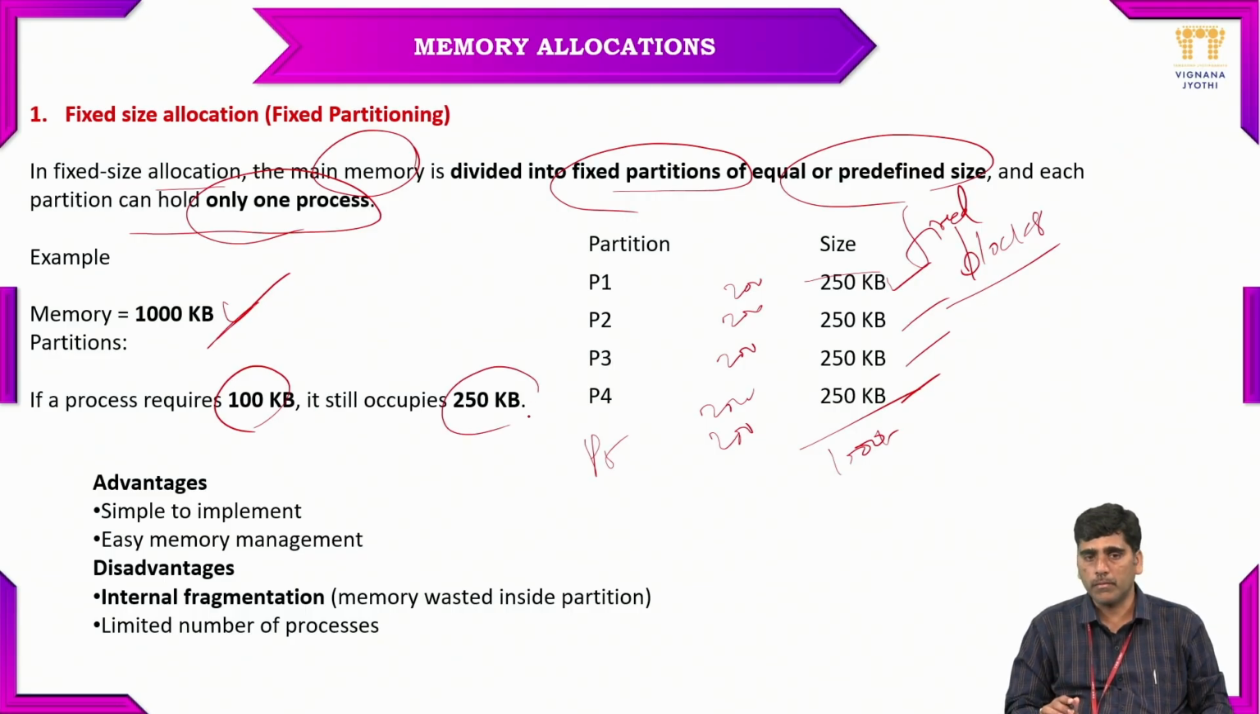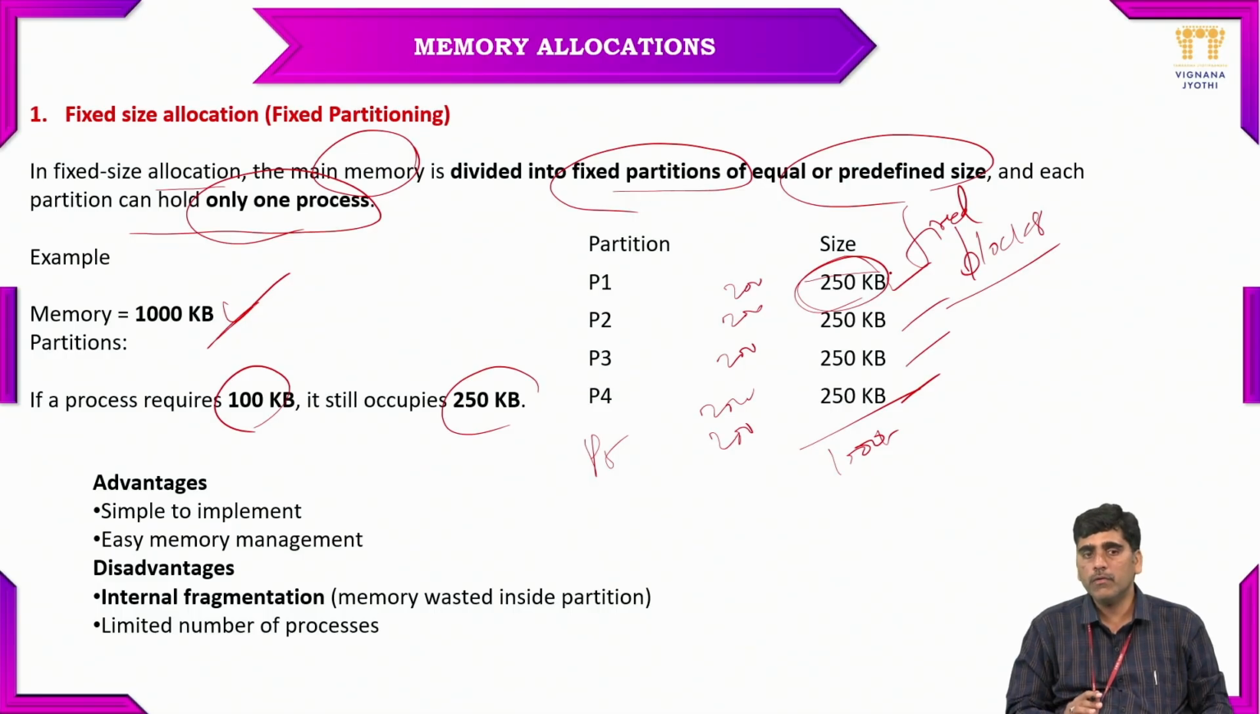So this is one of the problems with fixed sized allocation. If any process comes with a lesser size, and it occupies a block whose size is greater than the process size, what will be the situation? All that remaining memory is wasted, because the process has only 100 KB, but the memory block has 250 KB. So it utilizes only 100 KB of the entire 250 KB, and the remaining 150 KB is wasted. So this is the disadvantage of fixed sized allocation.